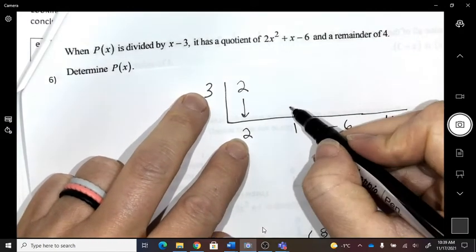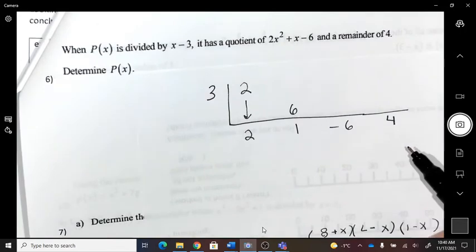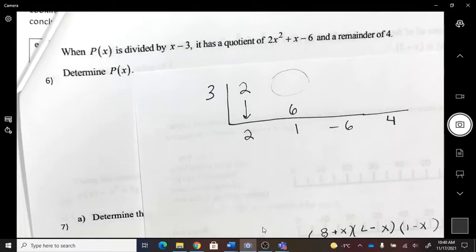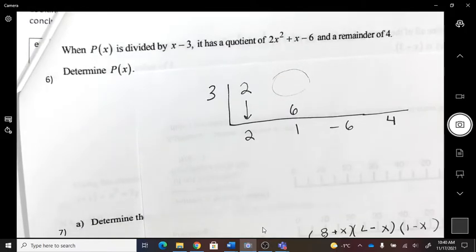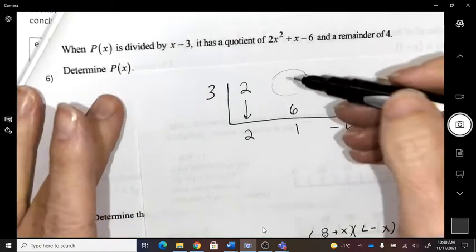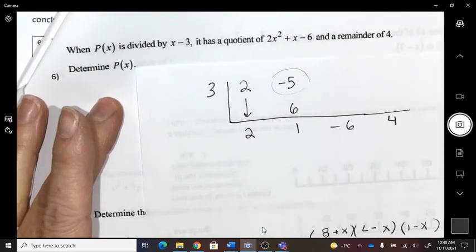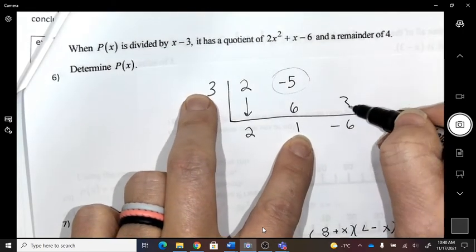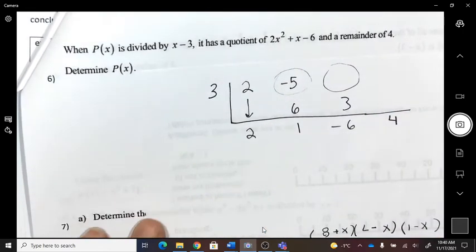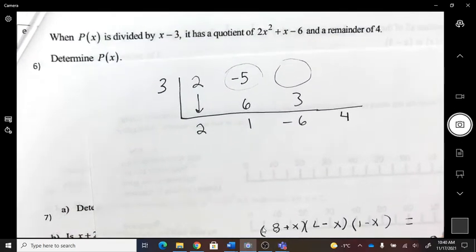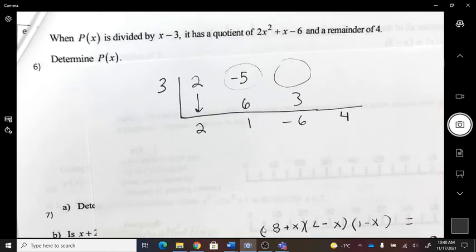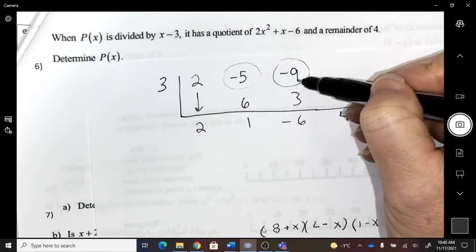This multiplies to 6. Now you're working backwards. What would have been here? What plus 6 makes 1? Did you write a negative 5? So those would have multiplied to 3. So what would I have needed in that position? What plus 3 made negative 6? Negative 9?